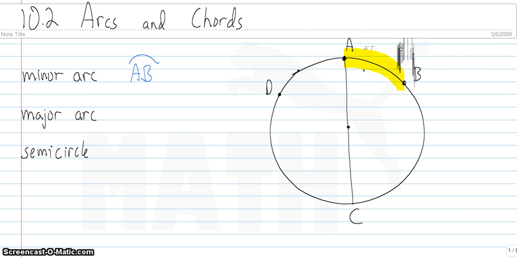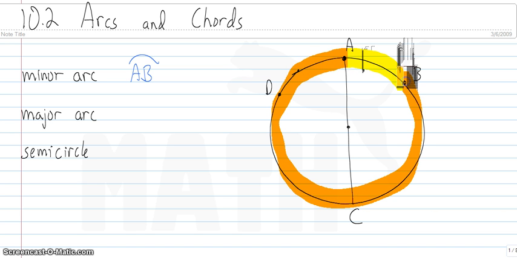Now, there's another arc that starts at A and ends at B. It would start at A and go around in the other direction and eventually end up at B. That's considered the major arc. And the way we distinguish between them is we put a letter in between, so I could call this major arc, arc ADB. If you only see two letters, then you assume that you're talking about the minor arc, the shortest distance, whereas for three letters we have to put them in there to show which direction we're going.